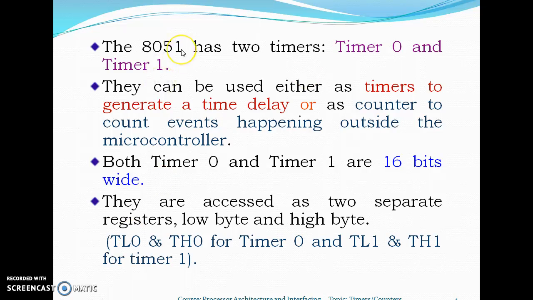In the 8051 microcontroller we have two timers, timer 0 and timer 1. They can be used either as timers to generate a time delay or as counters to count events happening outside the microcontroller. Both timer 0 and timer 1 are 16 bits. They are accessed as two separate registers, lower byte and higher byte. For timer 0, the lower byte is TL0 and the higher byte is TH0, and for timer 1, the lower byte is TL1 and the higher byte is TH1.